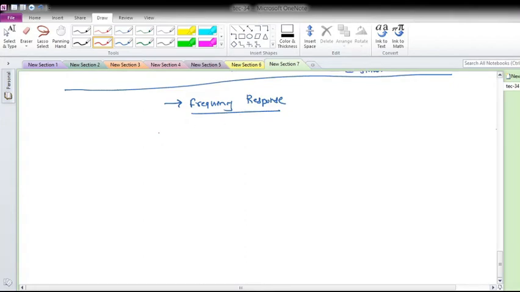Now, in order to see the frequency response, what is to be done? Frequency response is applicable when I am interested in analyzing the circuit in the frequency domain. At that time the frequency response plays a very important role.